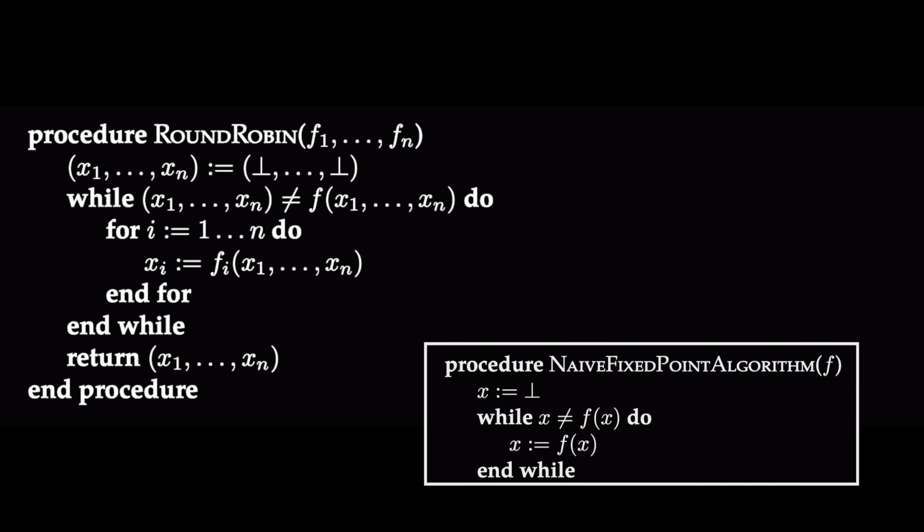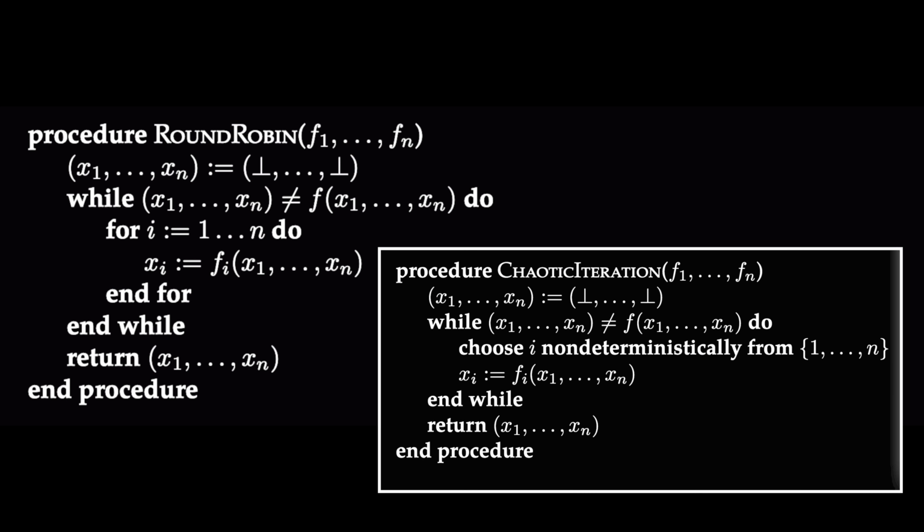As a step towards improving the round-robin algorithm, we can recognize that the order of iterations of i from 1 to n is irrelevant. The only thing that's important is that each constraint function is applied again and again until a fixed point is reached for all of them. We can capture this intuition with the chaotic iteration algorithm for computing fixed points.